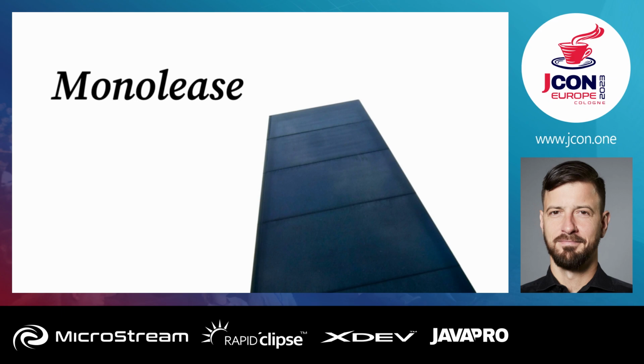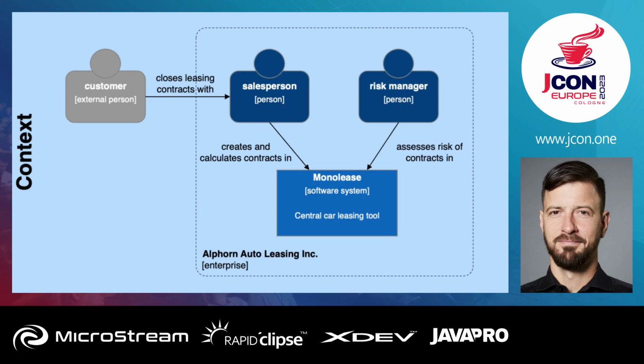Okay, so Monolith is an old system, 20 years old, maybe 25 years old. If we're lucky, built in Java, an old system, right? Let's have a closer look into that. This is a C4 model context diagram, and you can see Monolith is not used by the end customer themselves.